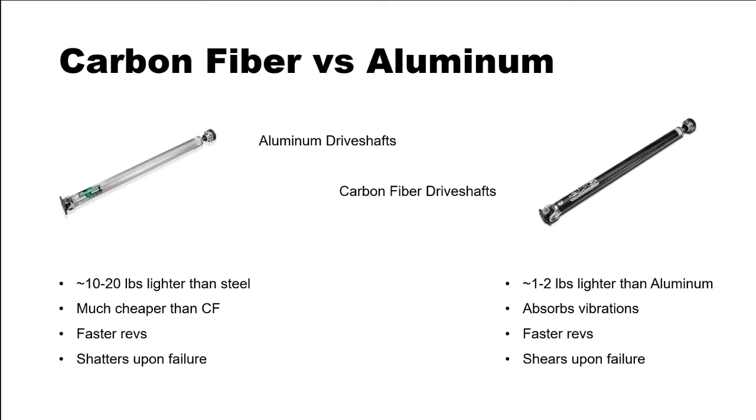The carbon fiber does absorb vibrations and other things on that spectrum better than the aluminum. The aluminum can be a bit more clunky. So the carbon fiber will allow for the faster revs like the aluminum, but it will be a lot smoother. And a benefit to the carbon fiber is upon failure, it will actually shear instead of shatter.